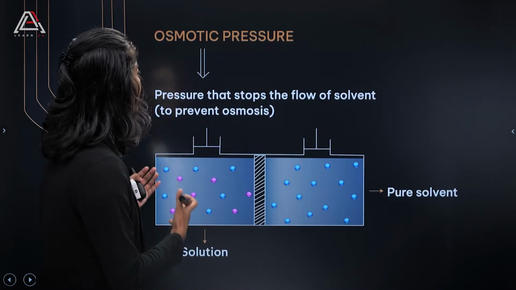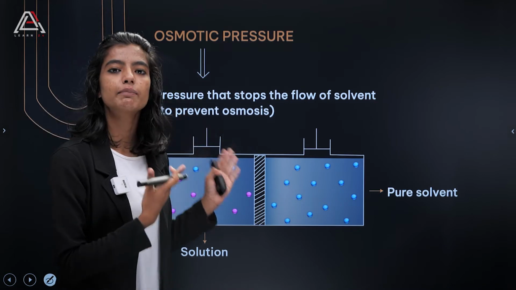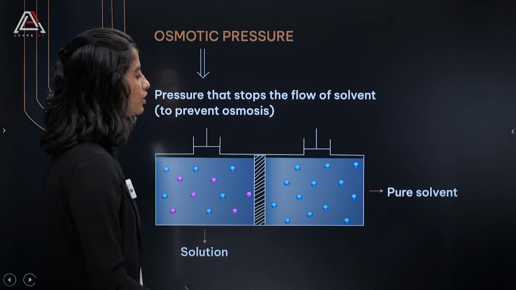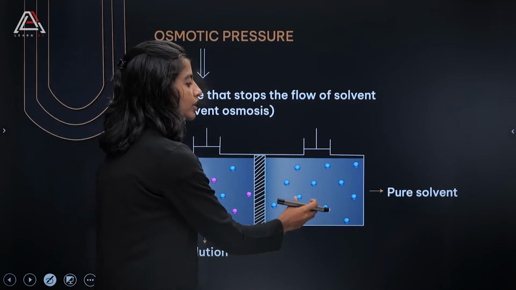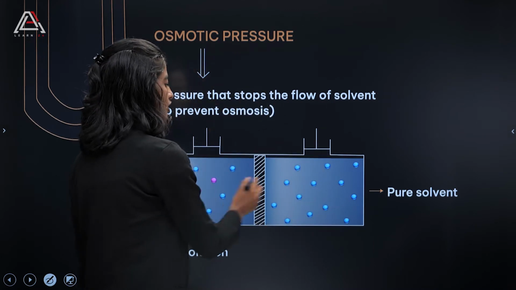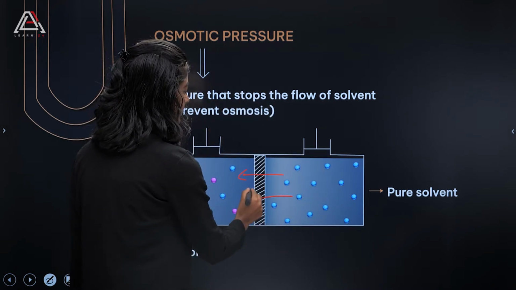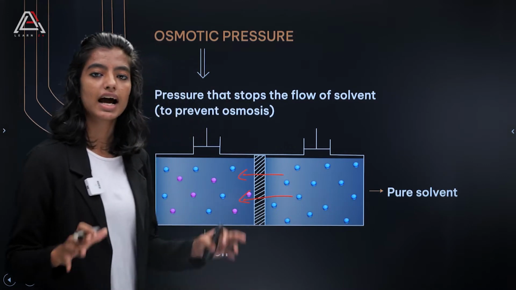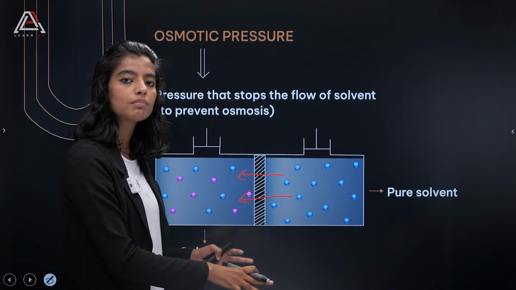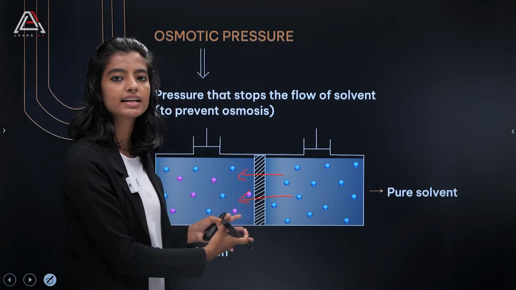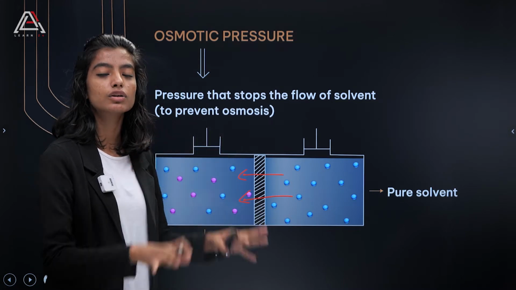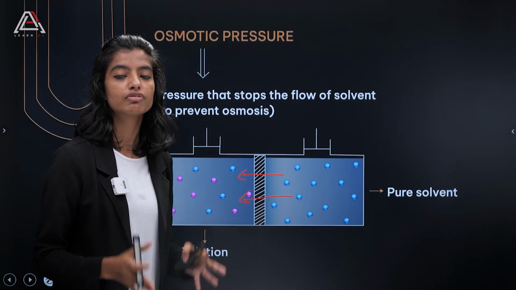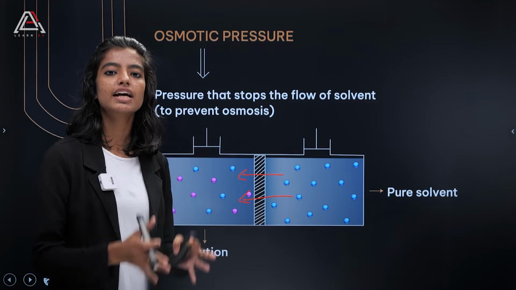Now, let me explain about the osmotic pressure now. As I told you, the solvent particles will move from pure solvent side to the solution side through this semi-permeable membrane. Now, I have to stop this flow of solvent particles. I have to stop the osmosis. For that, I have to apply some pressure.